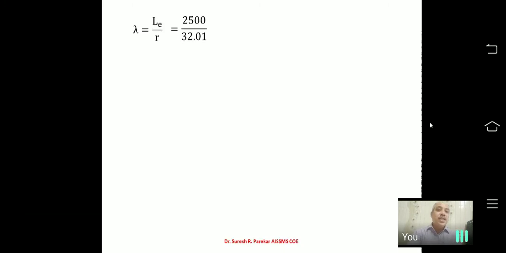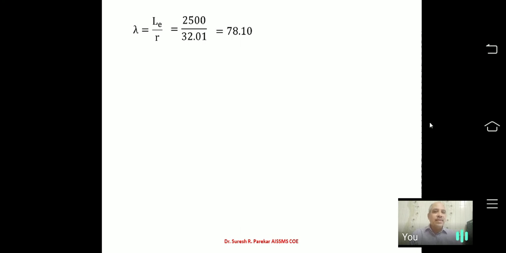Actually I have considered here LE for both ends pinned. So actually this we have to reduce as half, 1250. I have not reduced it. I have taken LE for both ends pinned, so that we have to make half. So we will go with both ends pinned, and then we will have this value of lambda as 78.1.